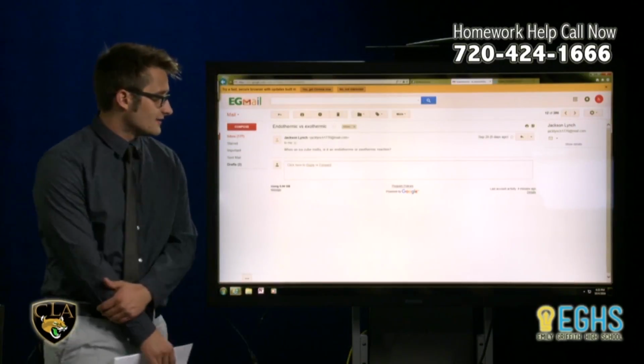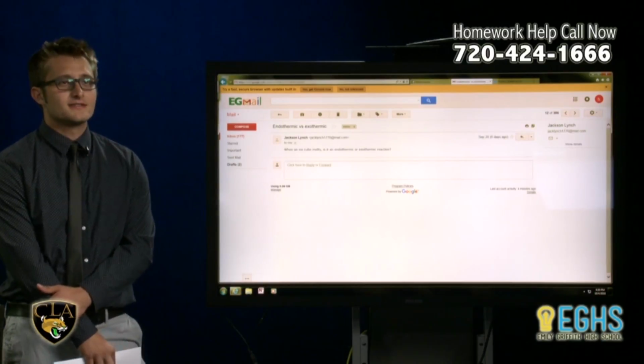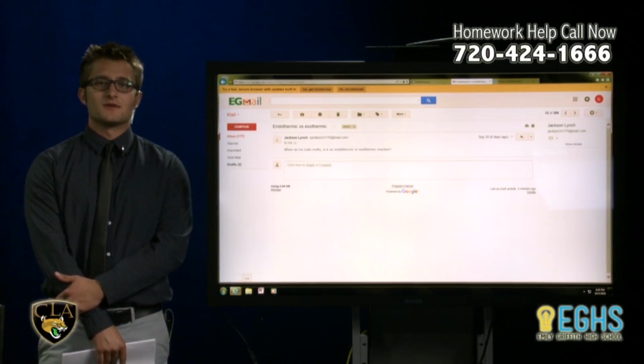So Jackson is asking, when an ice cube melts, is it an endothermic or an exothermic reaction? Okay, yeah, so I'll answer that question. Let's just talk about what the difference between endothermic and exothermic is. And actually, there's a great picture that I use sometimes. Okay, so if we could jump to my screen really quick.